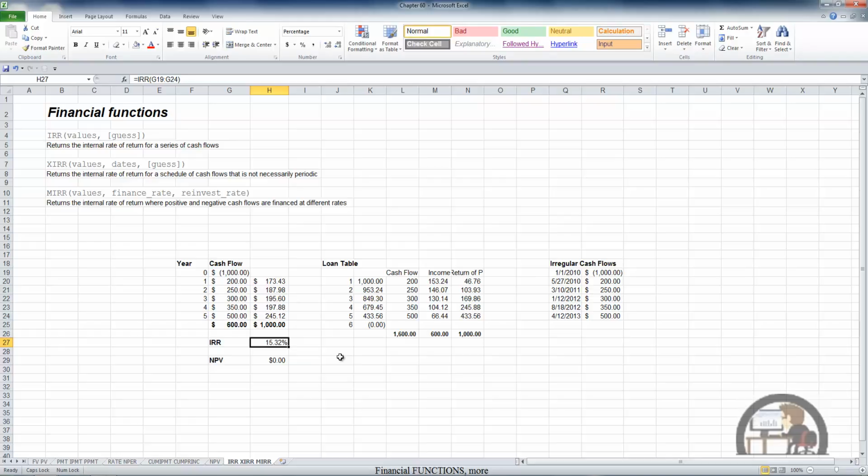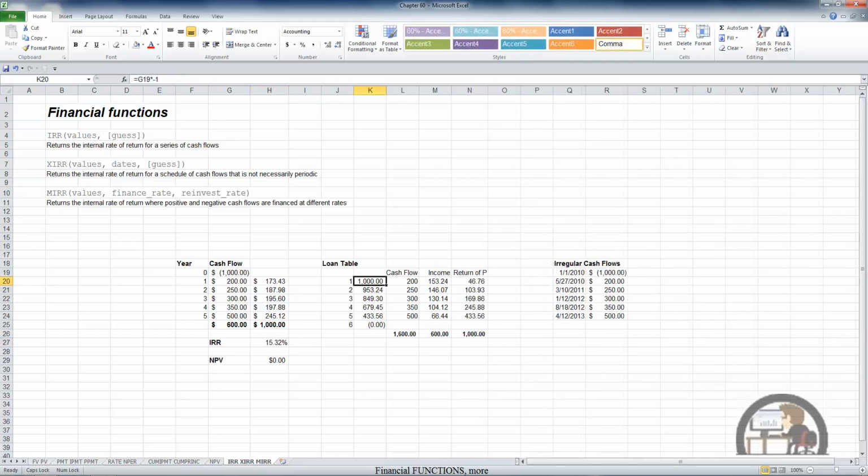So if we take these calculated numbers and blow them through what's called a loan table, it might help to understand what's going on with these cash flows a little better. The loan table begins at year one with $1,000, which is the investment. So the loan table is going to calculate the return on the investment, which is the income, and the return of the investment, which is the return of the principal or the investment itself. So we begin with $1,000.